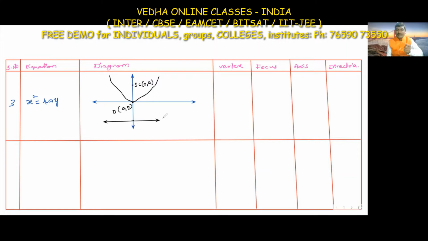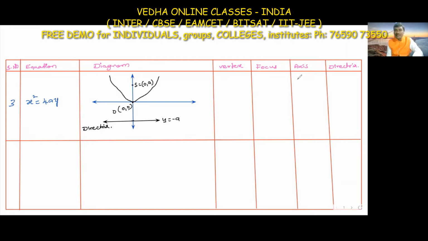Next, y is equals to minus A, with the same distance and on the opposite side. Y is equals to minus A. This is the directrix: y is equals to minus A.